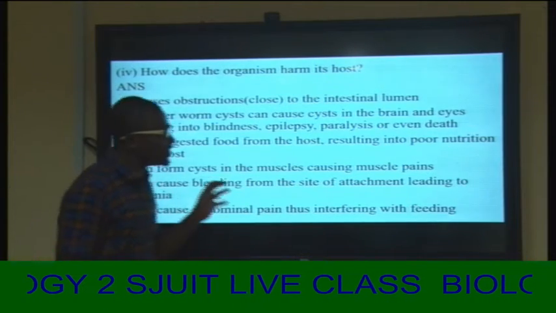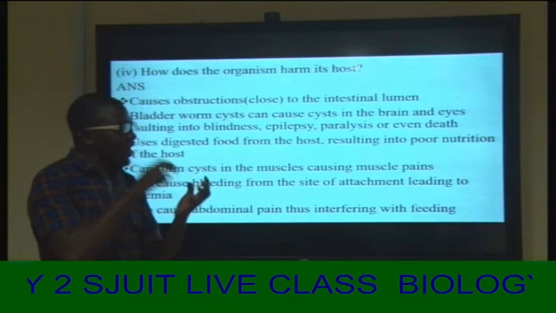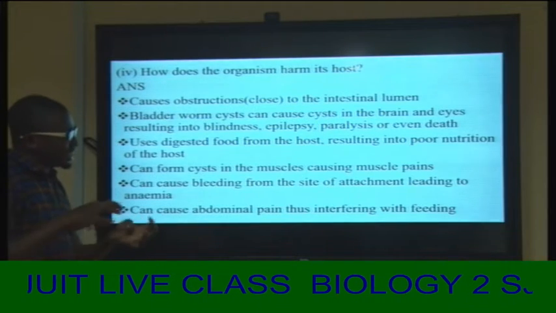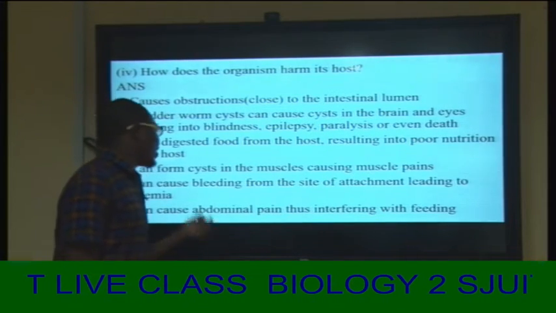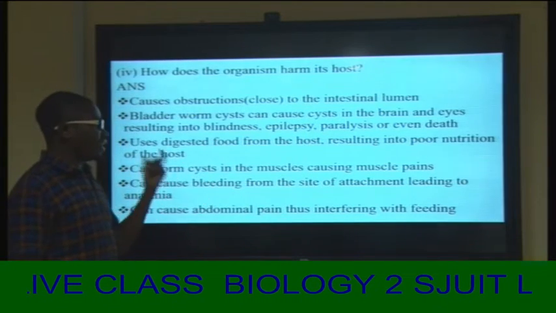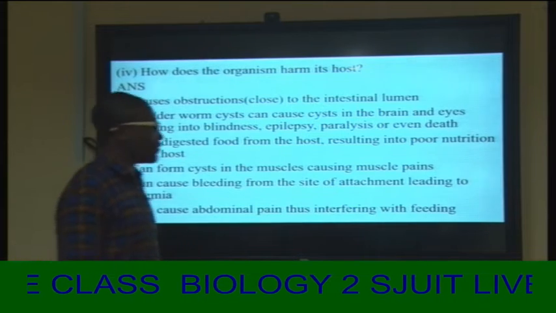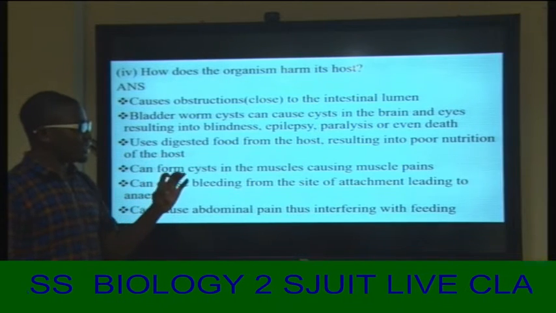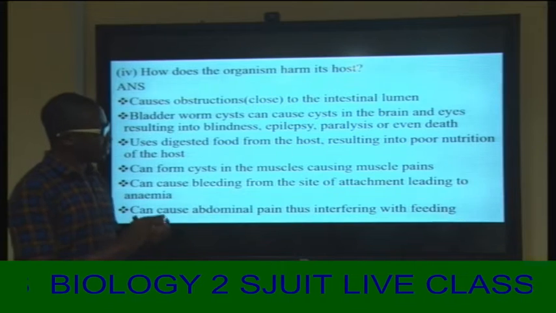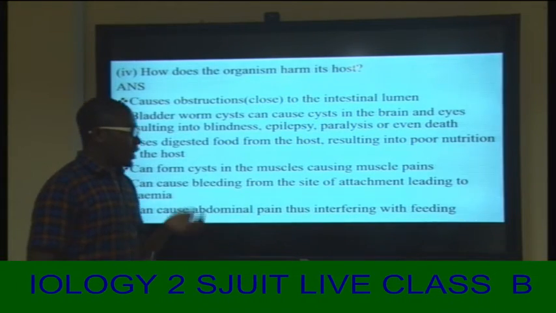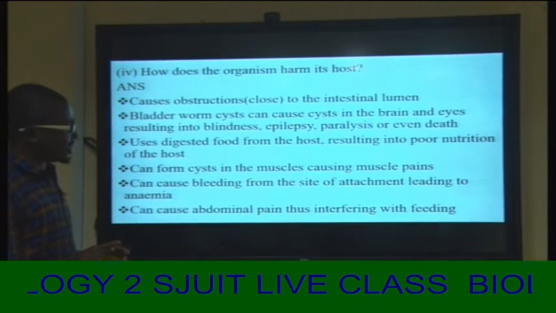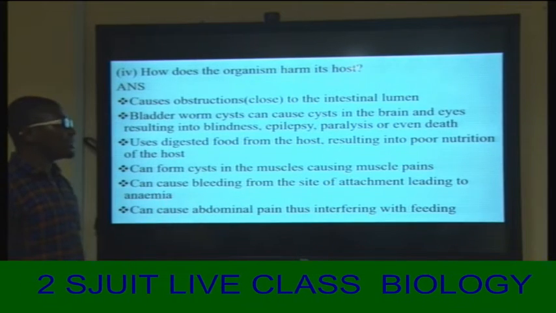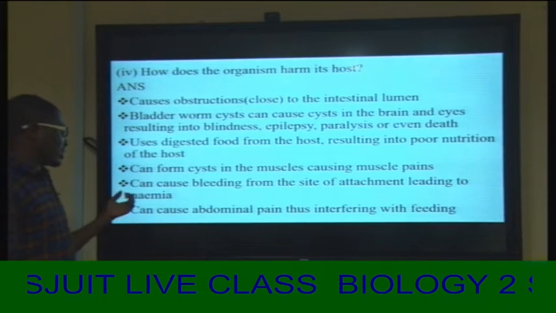The other complication: remember that these organisms use suckers and hooks to attach to the walls of the intestine. If they attach firmly to the wall of the intestine, they can lead to bleeding, and therefore to a shortage of blood, a condition called anemia. So they can cause bleeding from the site of attachment. They attach using their hooks and suckers, and once they attach, they can cause bleeding. Bleeding can lead to a shortage of blood in the host, leading to a condition called anemia.